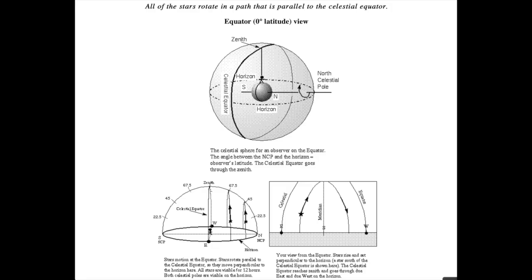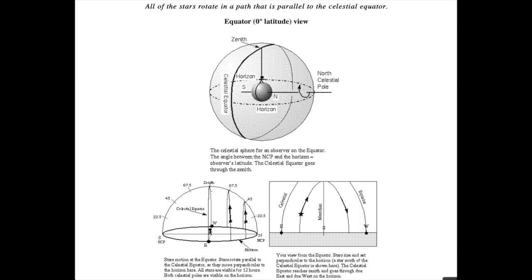Next slide. Now we're at the equator with a latitude of 0 degrees. The north and south celestial poles are on the horizon, and the celestial equator arc goes through the zenith point. The stars rise straight up from the horizon and set straight down because that's what the celestial equator arc does. Only at the equator do they make perpendicular paths with respect to the horizon. At all other latitudes, they rise at an angle with respect to the horizon.